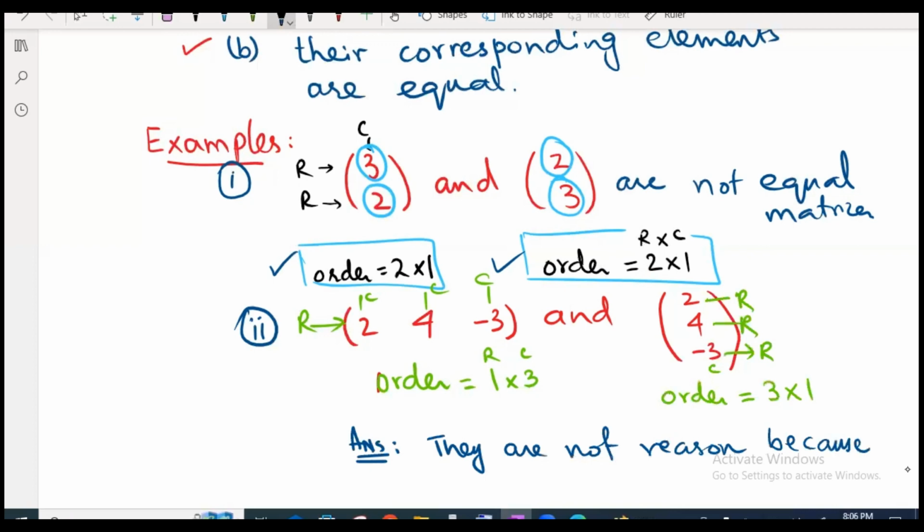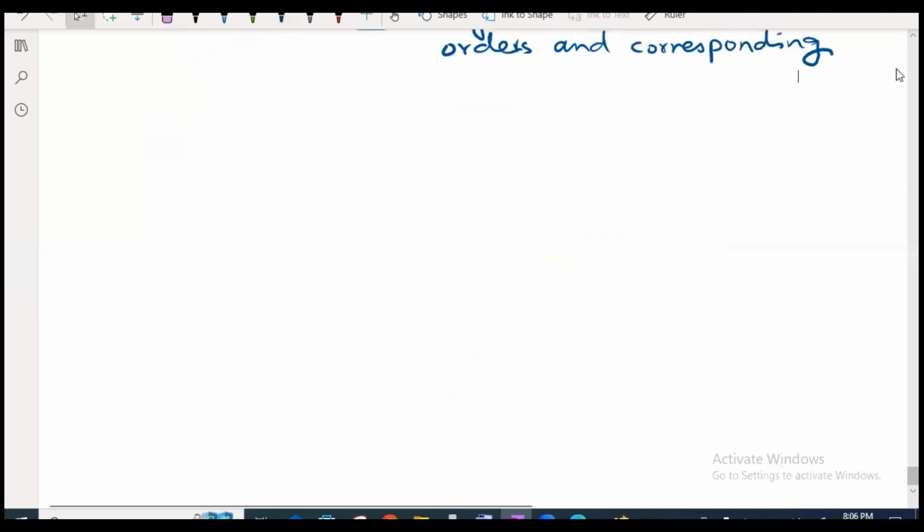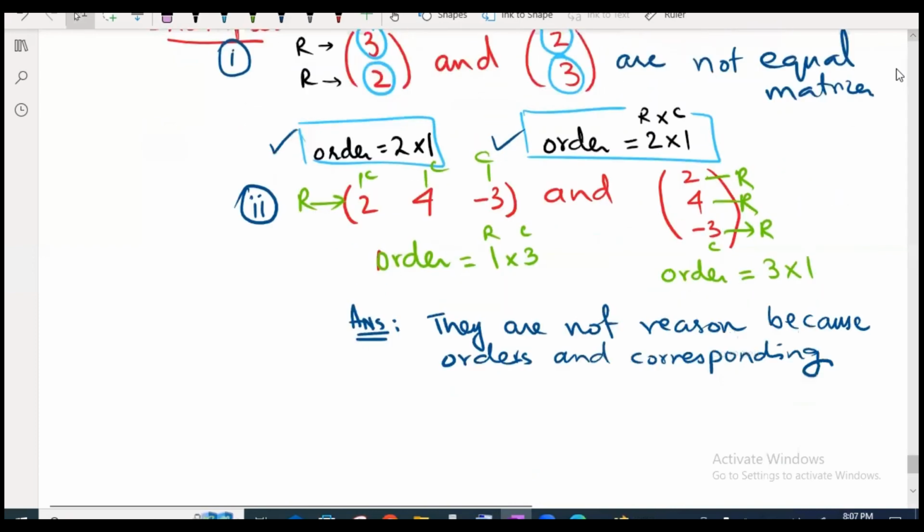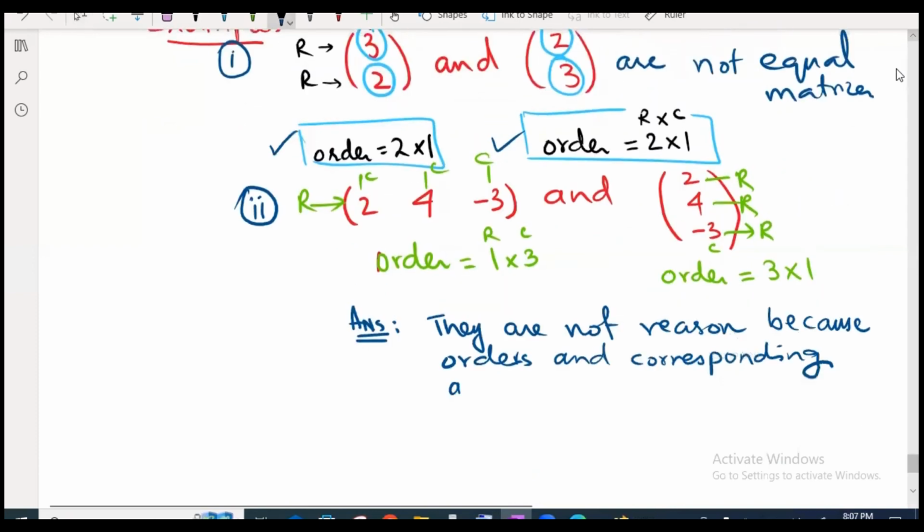Because order and corresponding elements of the matrices are not the same. Order of matrix and corresponding elements are not the same. If the reason is asked, write this in the exam. Got it?